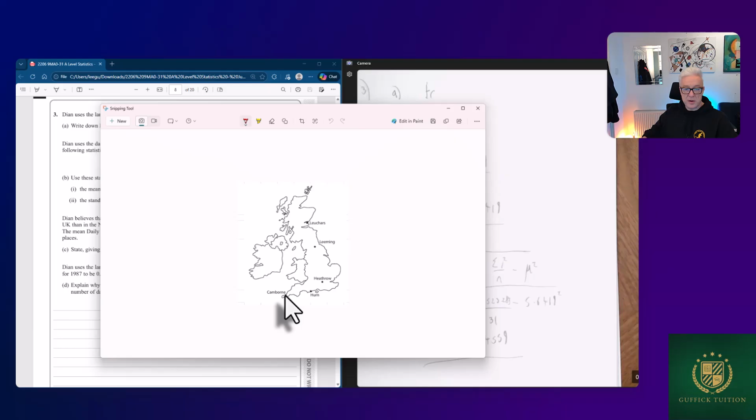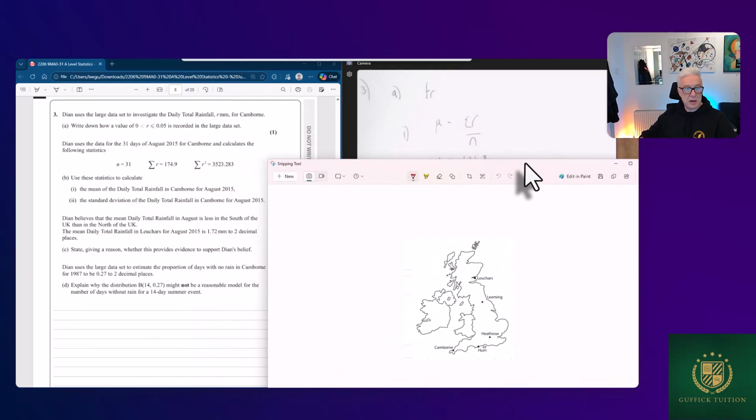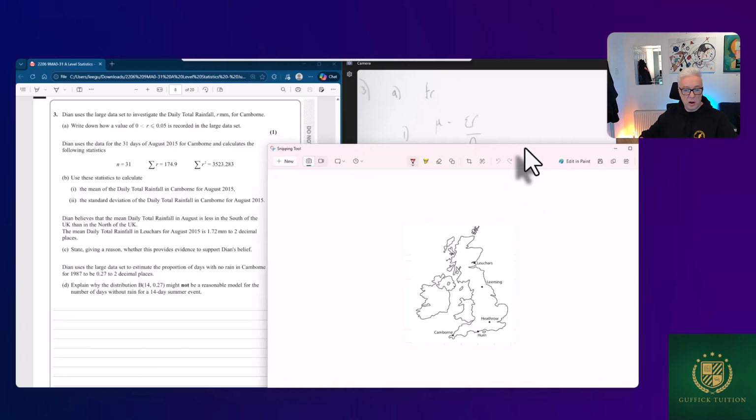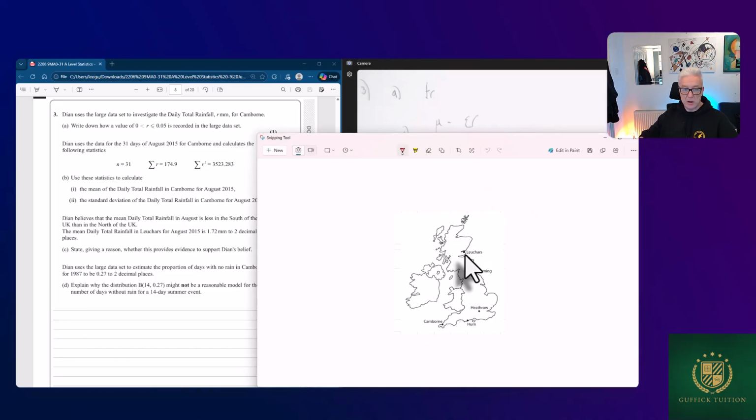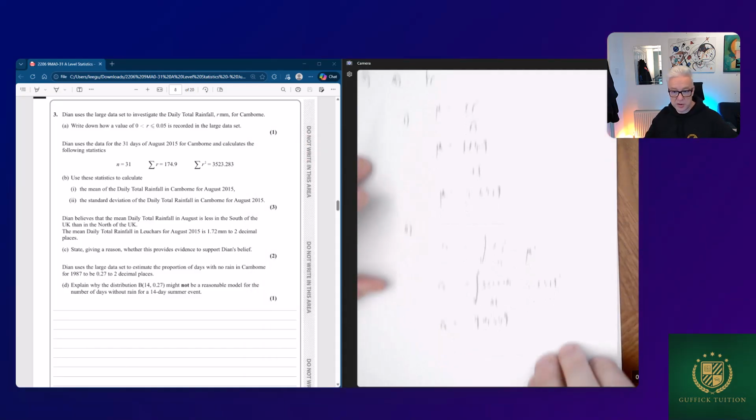Okay, now what did we find? So we basically found out in part A that the mean daily total rainfall for Camborne was 5.6. Okay, so the rain is 5.6 in Camborne, whereas in Yv, it's been found to be 1.72. So this definitely does not support Yv's belief that it rains more in the north, because we've got a rainfall for August of 5.6 in the south and a rainfall of 1.7 in the north. So those figures do not support the belief.